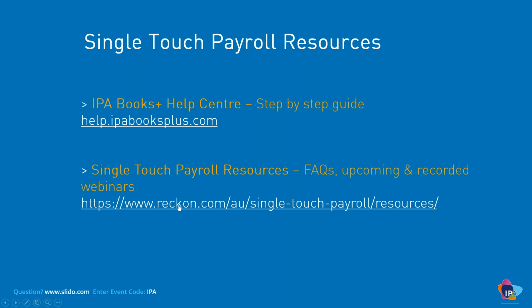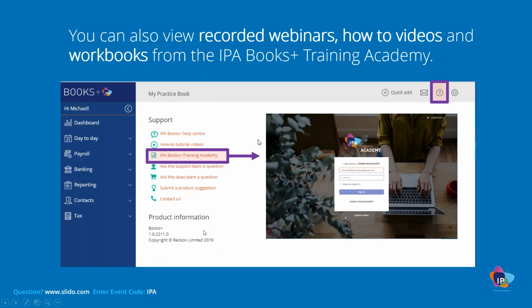Also, as partners, you have access to a special Reckon page for Single Touch Payroll and various resources there, so you're quite welcome to go in there and try them out. There are FAQs, recorded webinars like this one, and other guides. A good place to start for more information is when you're in your Books Plus, here in the top right, that question mark. That will open up the support page, and you've got easy links to various places.